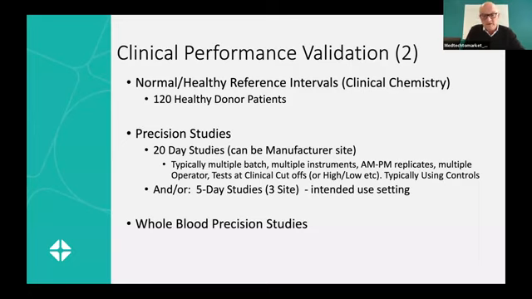The alternative with the FDA, they allow 5-day studies, usually over 3 sites. And those are where they're running by an intended use setting by intended users. And they just basically do a truncated version of the 20-day study over a 5-day period. And in addition, you sometimes have whole blood or whole matrix precision studies where you have to demonstrate the performance is reproducible in blood. But that all depends on the application and what is feasible to get reliable blood.